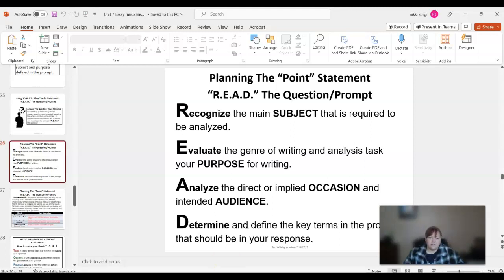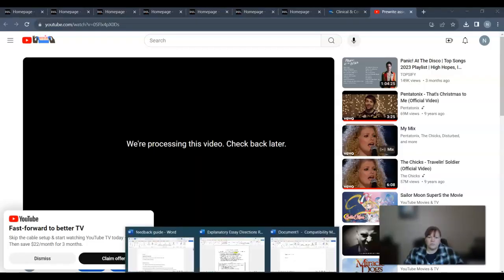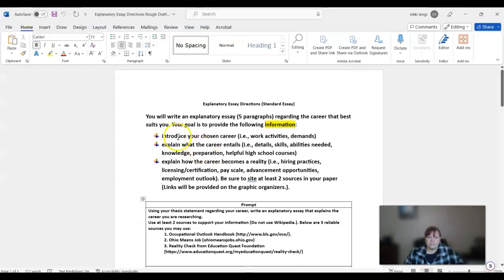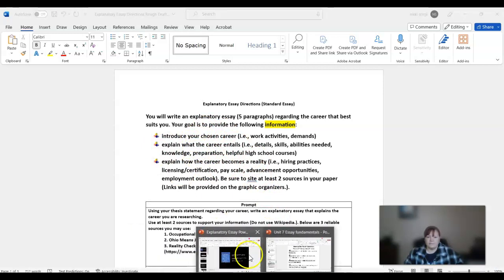And then, again, you always jump back to, oh, hold on. We always jump back to these right here. Introduce your career, explain what your career entails, and how the career becomes reality. We're going to keep jumping back to that because that is what I'm asking you for. Okay.